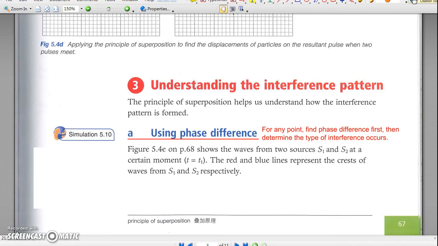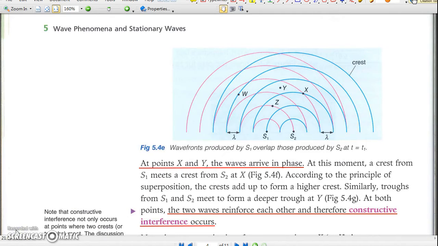A. Using phase difference. In figure 5.4e, the blue and red sets of wavelengths are due to the sources S1 and S2 respectively, and the two sources S1 and S2 are vibrating in phase. So, if S1 is now producing a crest, S2 should also be producing a crest, and more importantly, all the red and blue wavelengths are also crests. Now let's look at the point X. There are two crests meeting. It should be a big crest. And after half a period, there will be two troughs at X meeting to form a big trough.